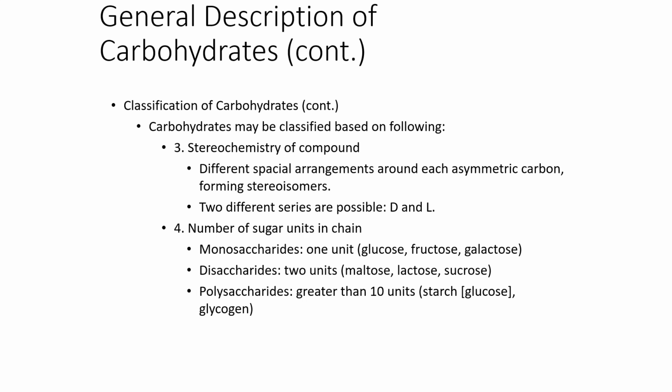Monosaccharides have 1 unit. So mono means 1 unit. Glucose, fructose, and galactose are examples of monosaccharides. Disaccharides have 2 units. Maltose, lactose, and sucrose are examples of disaccharides. Polysaccharides have more than 10 units. Starch or glycogen are examples of polysaccharides. Cellulose is another example.